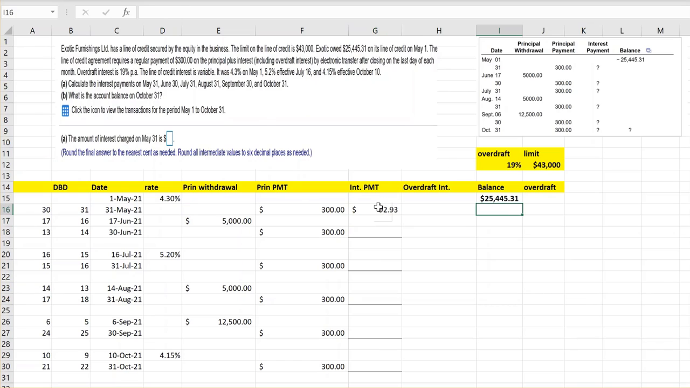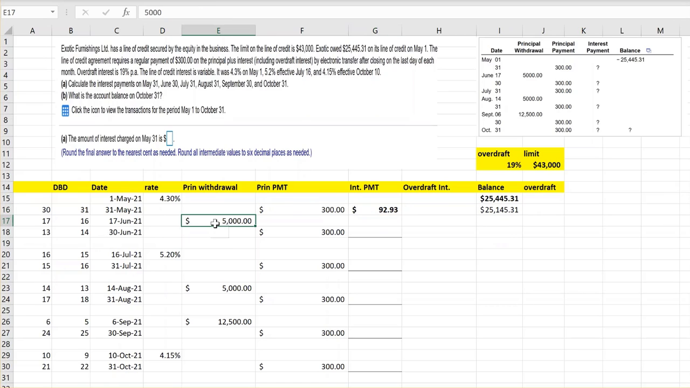So I know that that interest is paid, okay? And I have to adjust my balance now. It's the 25,000 minus the 300. So my new balance is 25,145.31. So I know that this has been paid, so I'll just bold that to show you.